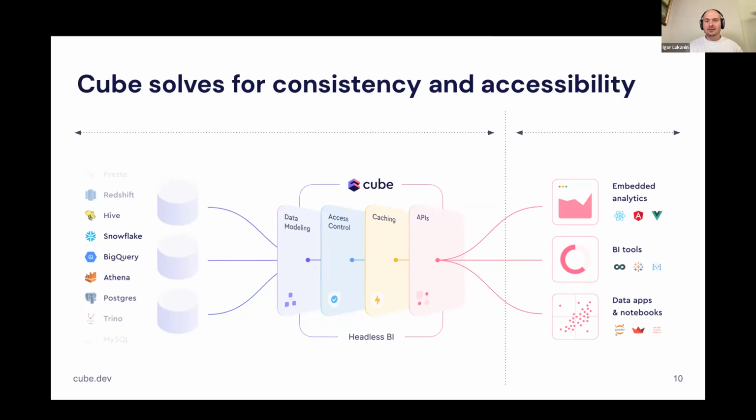So Cube provides a centralized way to access the data, define the metrics, make sure the data is secured with the access control layer, and make sure the data is accessible in milliseconds rather than seconds and minutes, which is not so uncommon in the not very modern part of the data space, and then deliver those metrics to the data consumers.